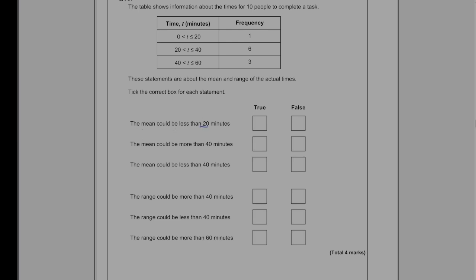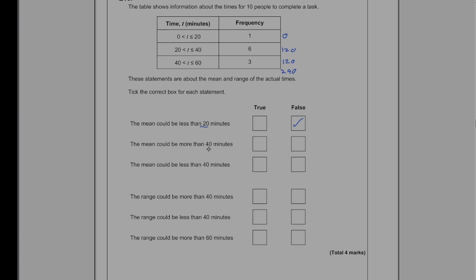So let's work out the very smallest that the mean could possibly be. So assuming that that was 0, we're going to use 0 there. 6 lots of 20 would be 120, and 3 lots of 40 would also be 120. So that would be a total of 240. Divided by 10, the very smallest it could be would be 24. So that one's got to be false. The mean could not be less than 20.